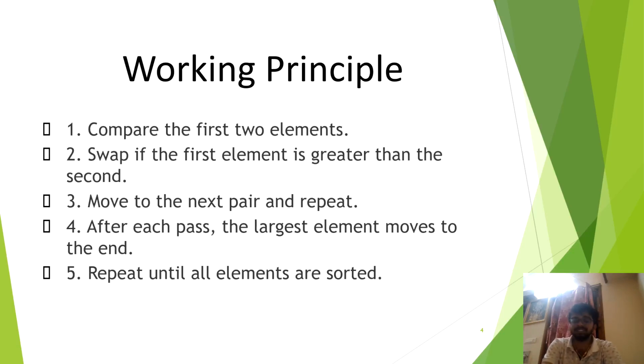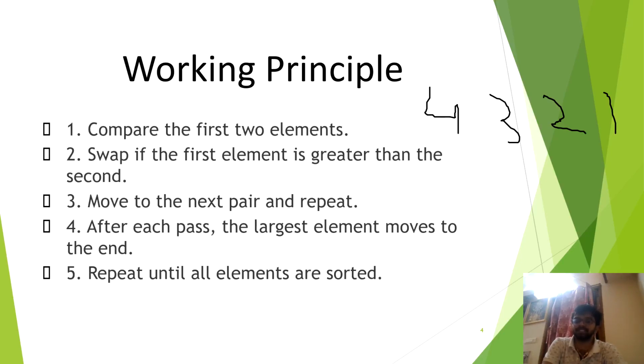Suppose we are taking one simple example. First number 4, 3, 2 and 1. What I said, compare the first two elements. Which ones are the first two elements? 4 and 3. So 4 is at index 0, 3 is at index 1, 2 is at index 2 and 1 is at index 3. Totally we have taken 4 elements.